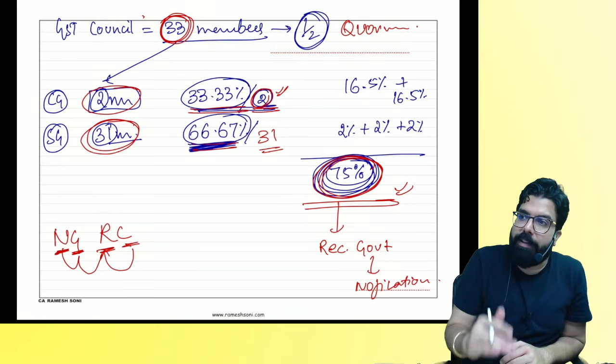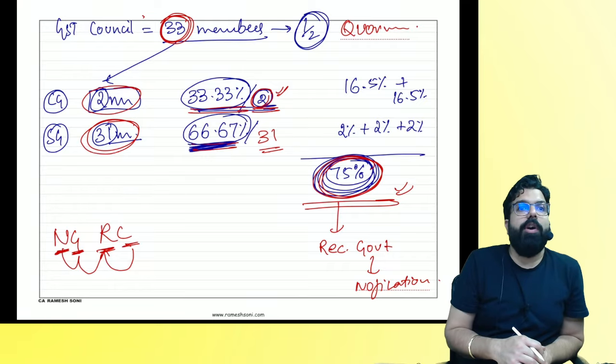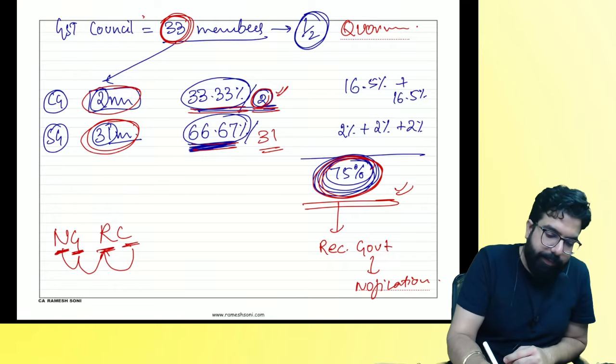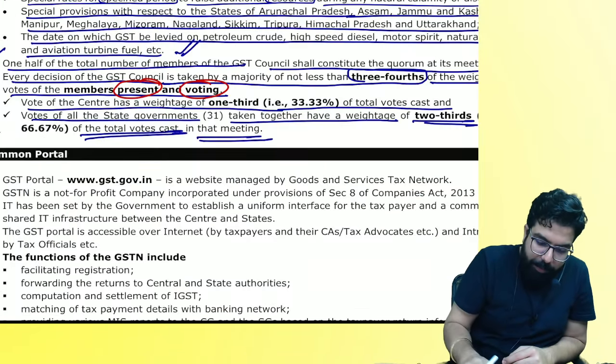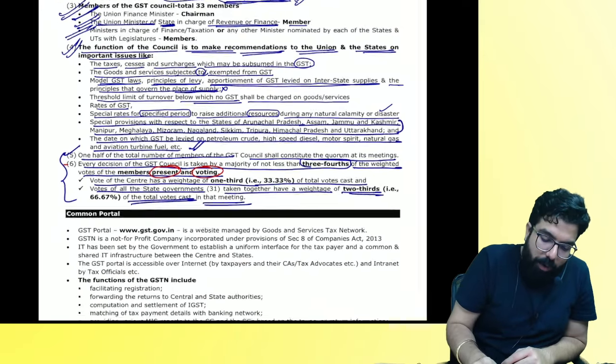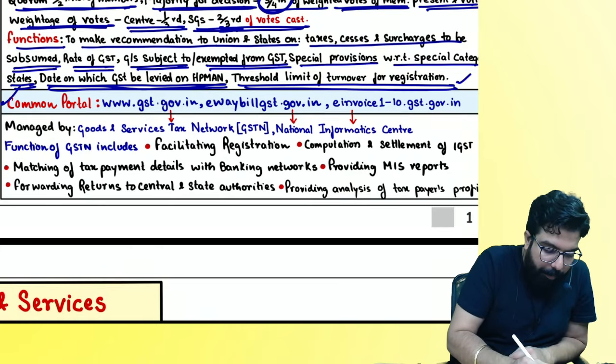People, are we clear with this? Shall I explain again? Got it. Got it, everyone. Sure, can I go ahead? Next. Everyone over here now. We are done with the GST Council. Now, the next one over here is the Common Portal. Can you guys see the Common Portal?